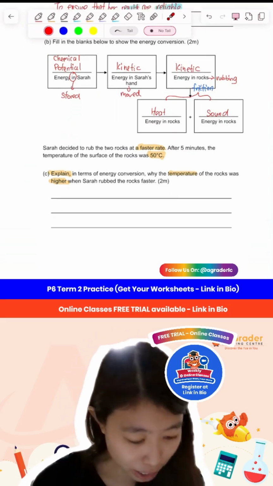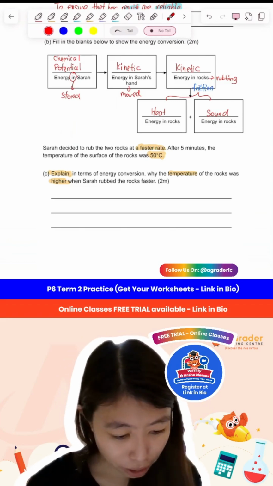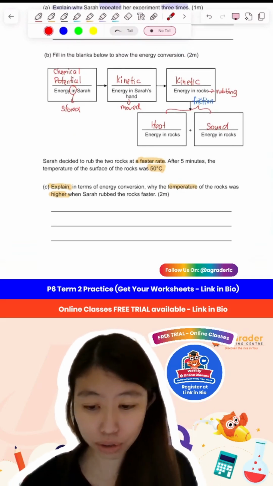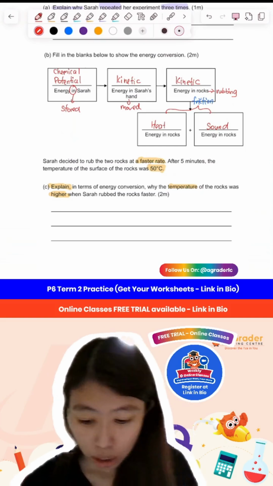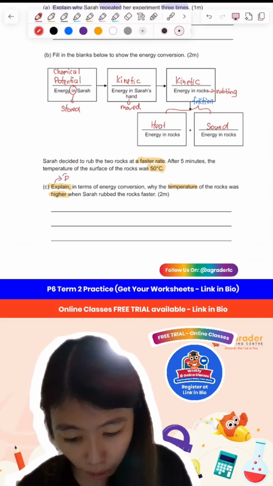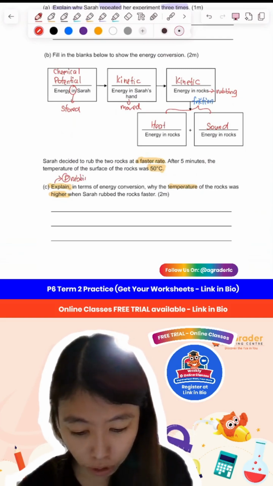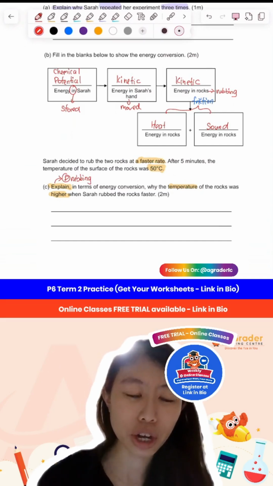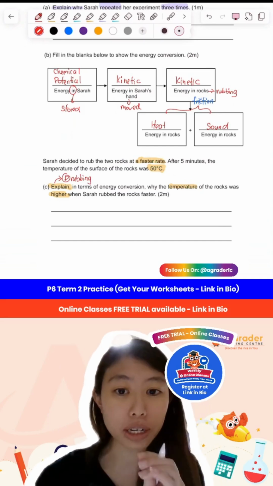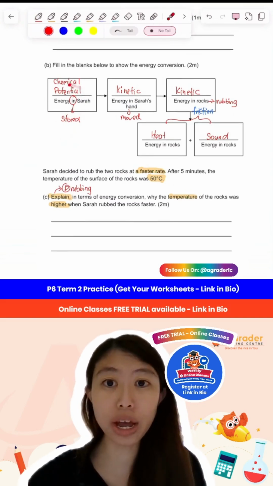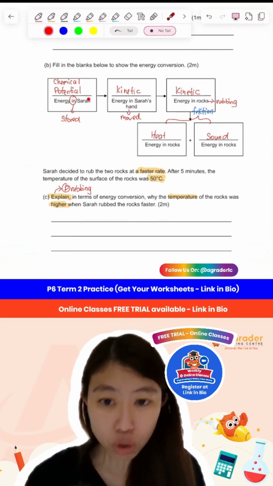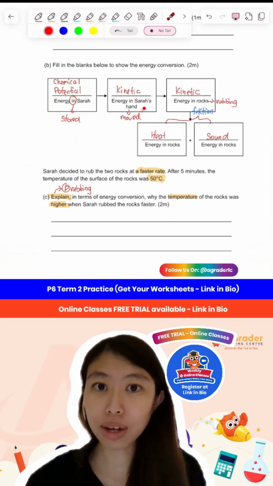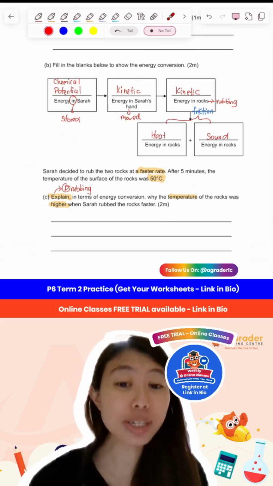All right. So let's look at C. So for C, what happened is that you need to explain why the temperature of the rocks was higher when Sarah rubbed the rocks faster, and you must explain in terms of energy conversion. So you need to focus on describing what happens when she rubbed faster. Okay, focus on rubbing. So when she rubbed faster, there will be what? More or less of what energy? Do not start with more chemical potential. Everybody, the amount of food she has in her body is the same. So you cannot start off with there is more chemical potential. No, you straight away start with rubbing the hand faster. So you start with kinetic energy, okay?